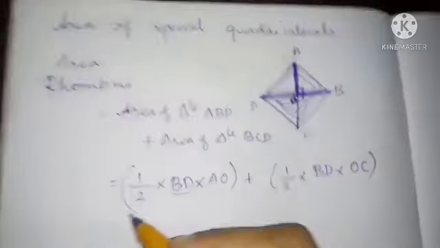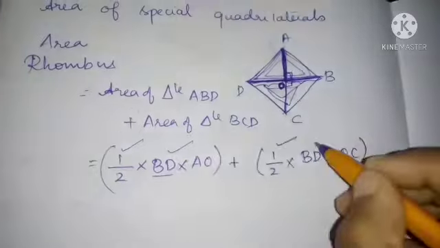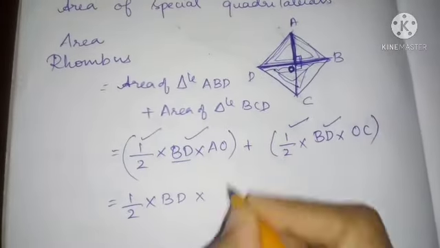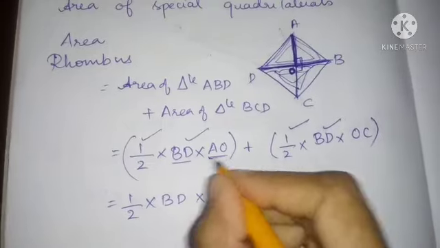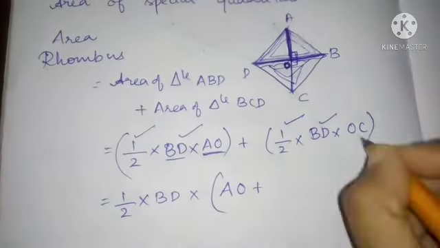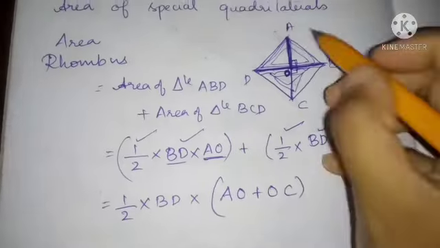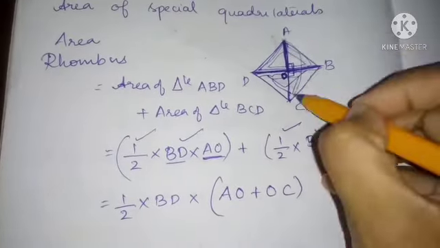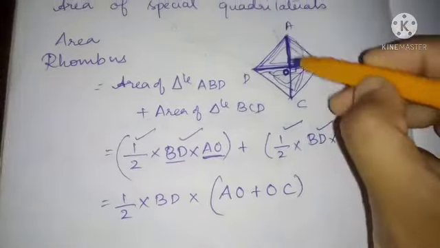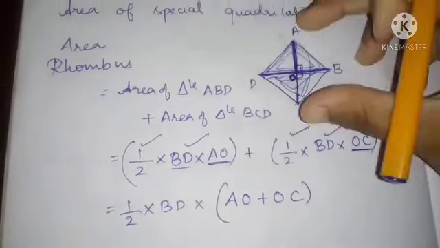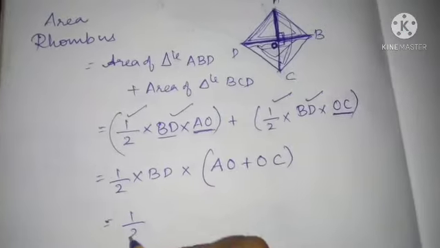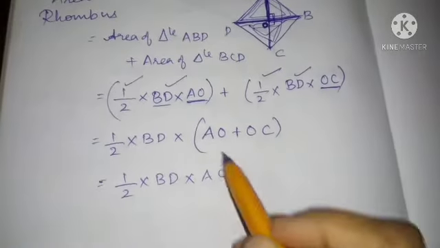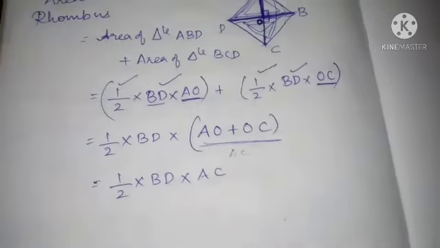Now what is common? Half is common, BD is common. Half into BD into, taking it outside, what is remaining? AO plus OC. AO plus OC is nothing but AC. Yes, this length plus this length is nothing but AC. So half into BD into AC. Correct? Instead of this, I have written AC.